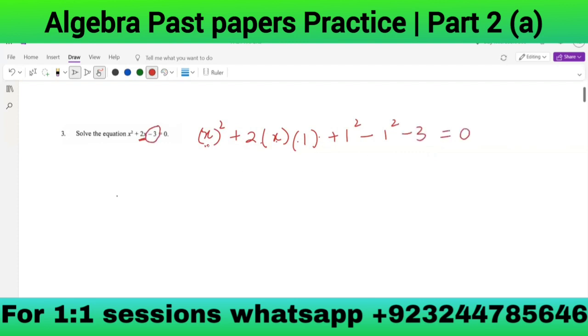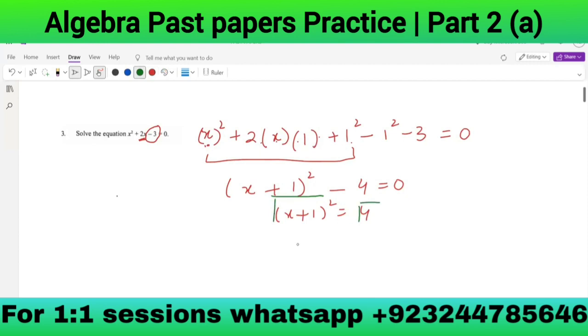So what will we get? x squared plus 2ab plus b squared. These three terms combine together to form a formula, and that formula is (x plus 1) whole squared. Then minus 1 minus 3 gives minus 4, is equal to 0. So (x plus 1) whole squared is equal to 4. Taking the square root on both sides of the equation, x plus 1 is equal to plus or minus 2.